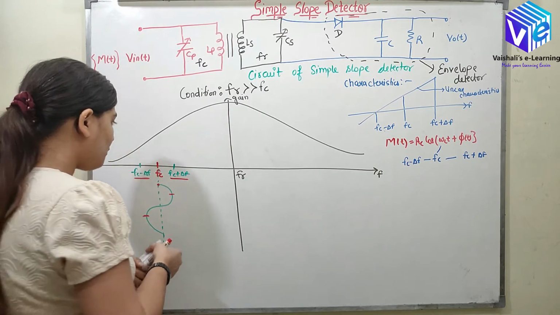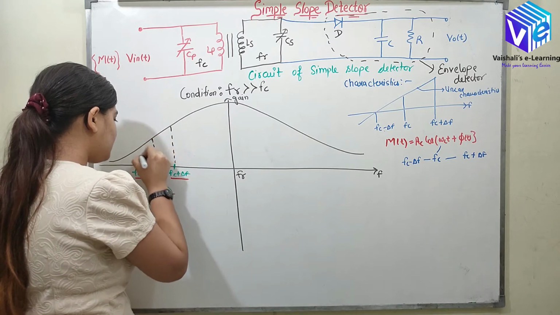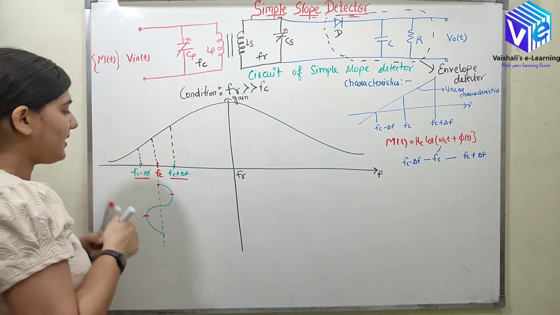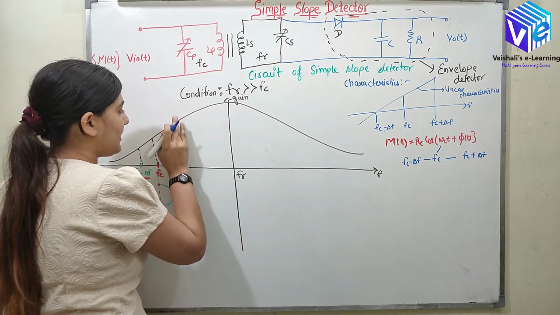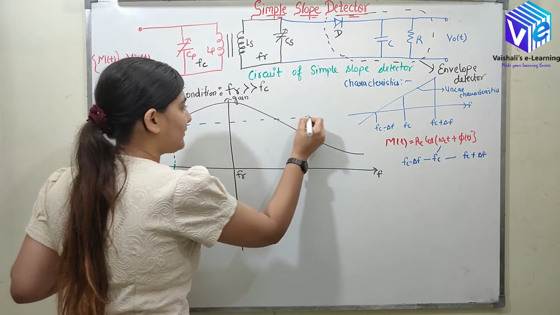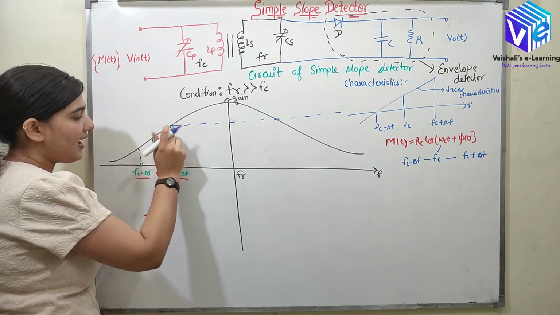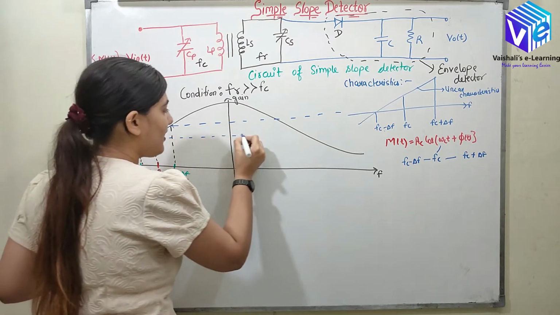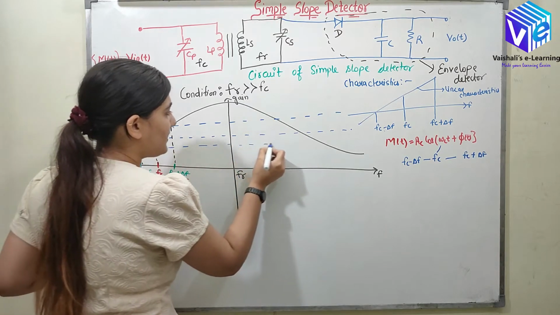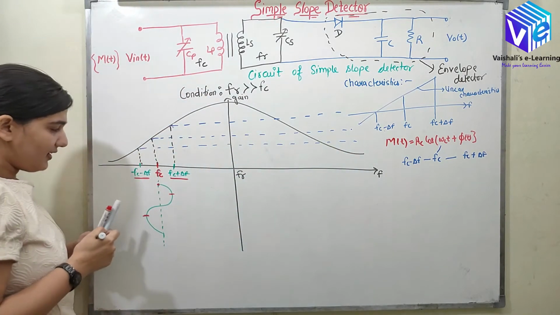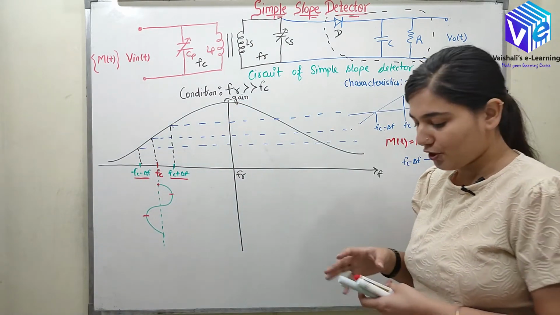So let's see how this will change the gain. If I plot these frequencies, from here I can see Fc plus delta F is getting a higher gain. The gain at Fc plus delta F is higher in comparison to the gain at Fc. So this is the gain at Fc and this is the gain at Fc minus delta F. Now let's understand how, according to the message signal, I'll get an amplitude modulated signal.